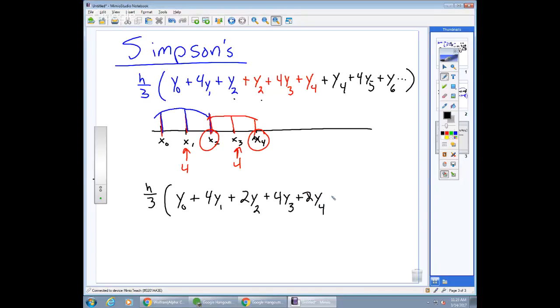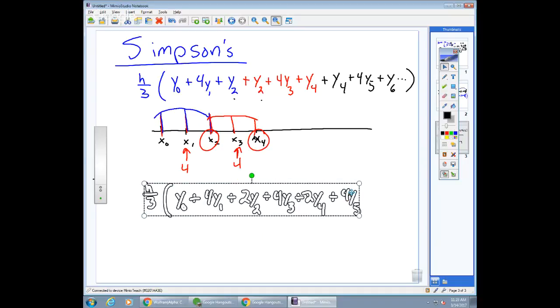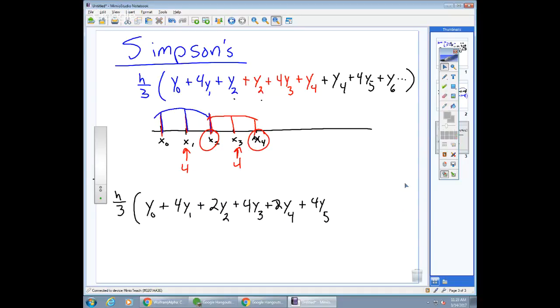And so if we kept going here, we would have plus 4y5. So if there were only 6 intervals, we would be done. If there were more, like 8, which is what we're about to do, then let's slide this over so I can fit it. We're going to have plus a couple more: 2y6 plus 4y7. And then finally, y8 is at the end.